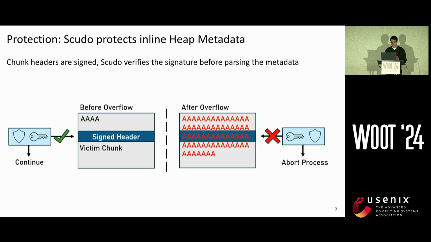The second security measure is protection. So I talked before about inline heap metadata, which is very interesting for attackers to corrupt. Scudo tries to prevent that by signing inline heap metadata. And then every time Scudo interacts with inline heap metadata, it verifies the signature. And if the signature fails, Scudo directly aborts the process and will not further process this metadata.